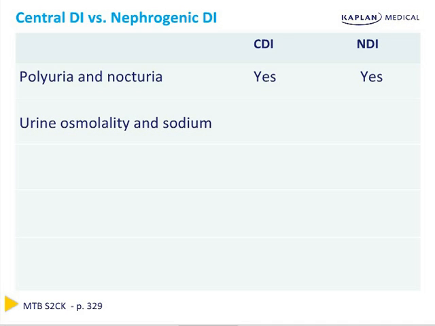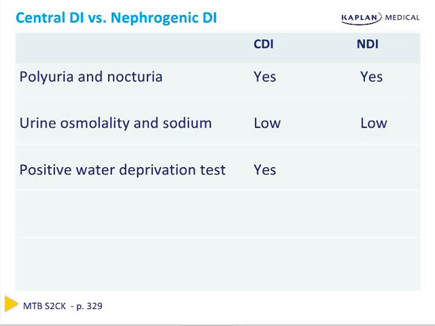So what about urine osmolality and urine sodium? In both central and nephrogenic diabetes insipidus, these are going to be low. Again, because the presenting findings are going to be high volume dilute urine. Which form is going to have a positive water deprivation test? Actually, both of them will. Remember, the water deprivation test was our first step in determining whether somebody has true diabetes insipidus versus psychogenic polydipsia, or just drinking too much water.